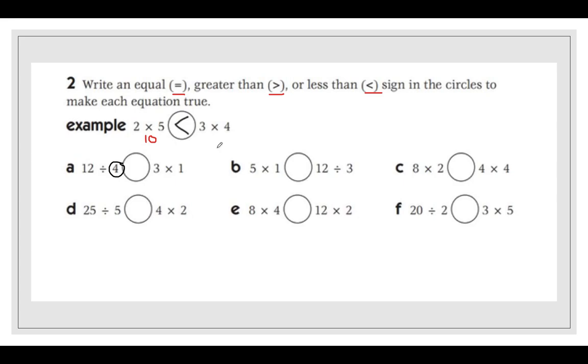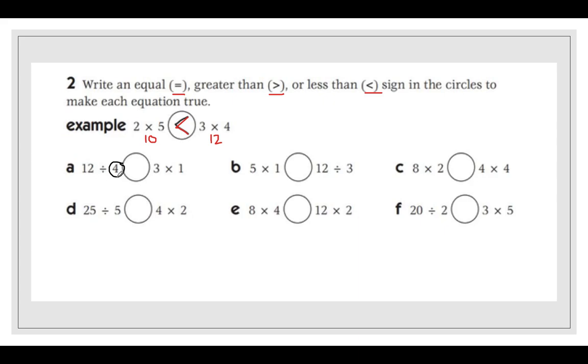What's 3 times 4? 12. And I'm going to look at my two answers, 10 and 12. Which number is bigger? 12. So they put the greater than sign because remember, the mouth of the greater than sign always eats the bigger number. He's eating that 12. Let's look at A. 12 divided by 4.